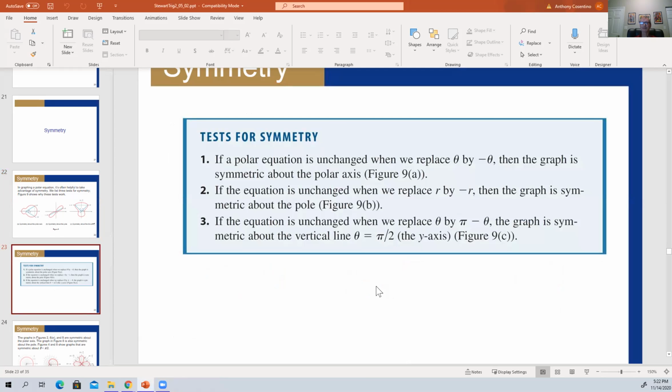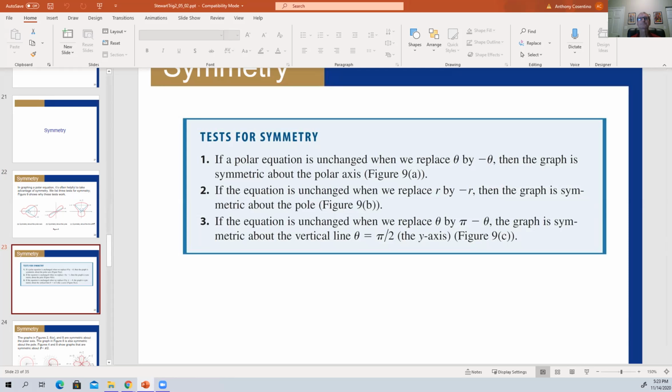And this is how you test for the three different symmetries. So the first one, polar equation is unchanged if you change theta to minus theta. And so that is implied that the graph is symmetric around the polar axis. If the equation is unchanged when you replace r with minus r, it's symmetry around the pole. And then this is the weird one. If the equation is unchanged if you replace theta with pi minus theta, then it's a symmetry around the vertical line, theta equals pi over 2, or the y-axis as I implied.